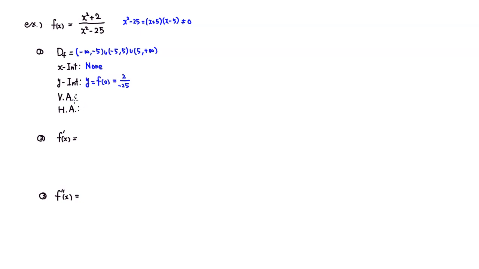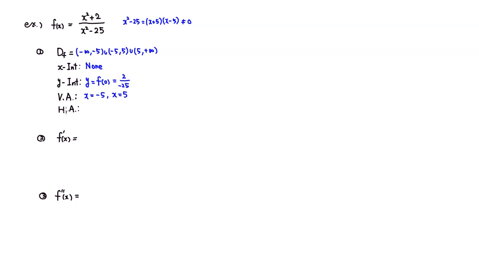And a vertical asymptote is going to be, right, so there's no common factor on top and bottom, so we can set the denominator equal to 0, so you can see that x equals negative 5, and also x equals positive 5 would be vertical asymptotes.